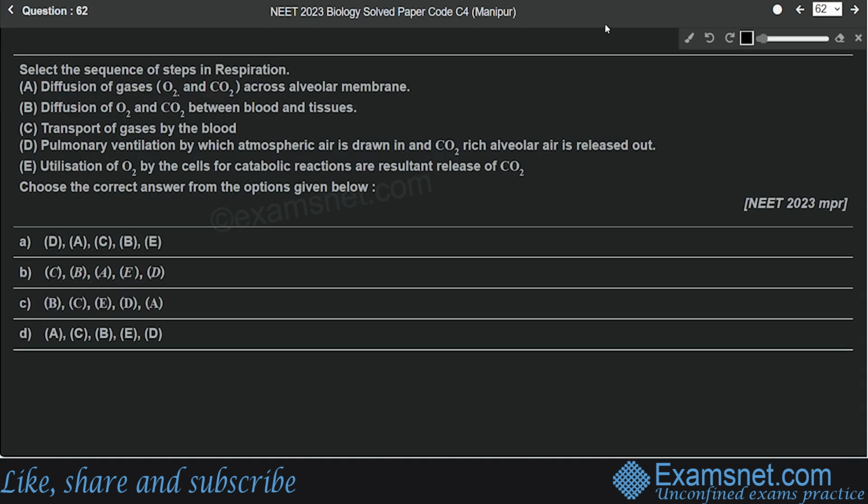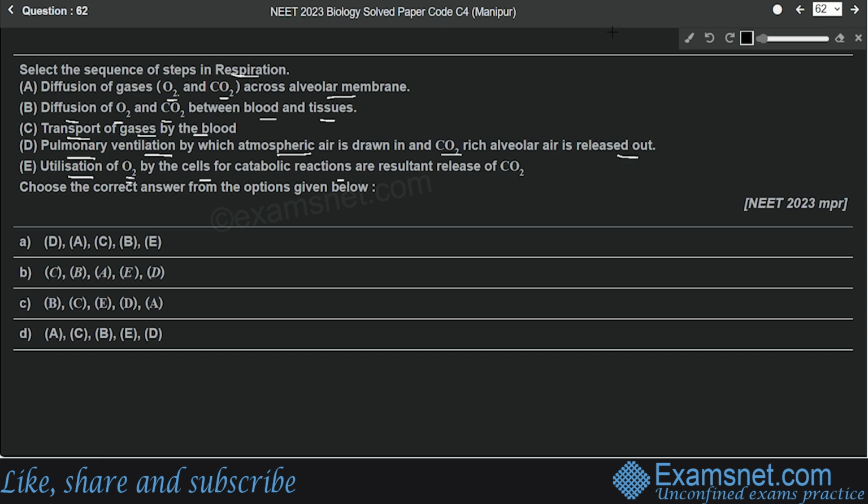Question number 62 is from the chapter Breathing and Exchange of Gases, and the question is select the sequence of steps in respiration. The first one is diffusion of gases, oxygen and carbon dioxide across alveolar membrane. Second one is diffusion of oxygen and carbon dioxide between blood and tissues. Third one is transport of gases by the blood. Then the fourth one is pulmonary ventilation, by which atmospheric air is drawn in and carbon dioxide rich alveolar air is released out. And the last one is utilization of oxygen by the cells for catabolic reactions and resultant release of carbon dioxide.